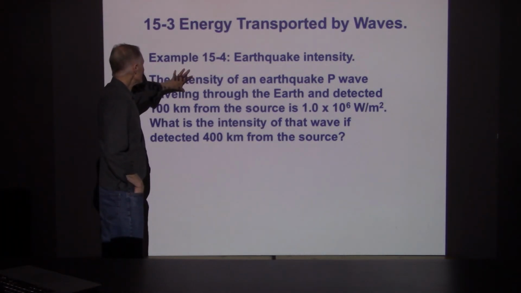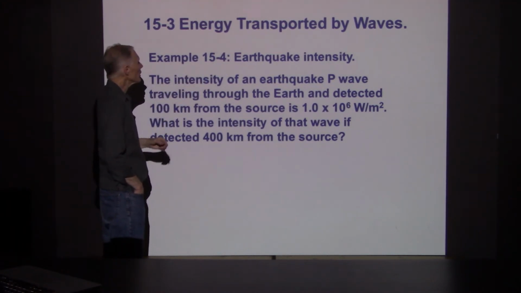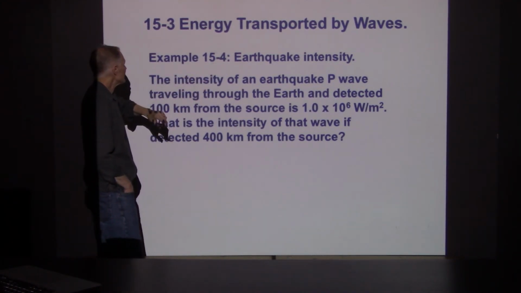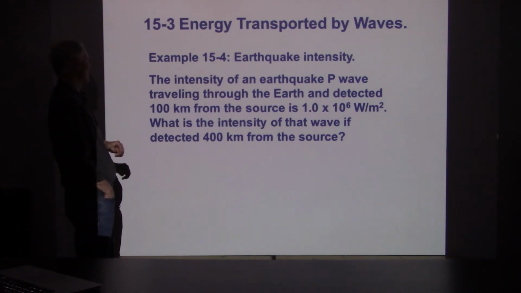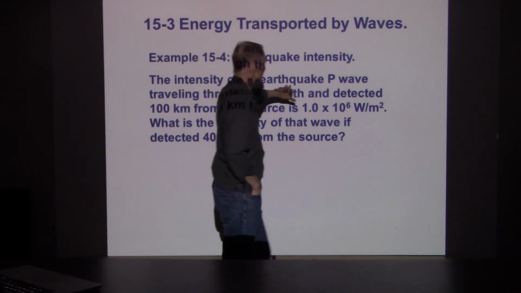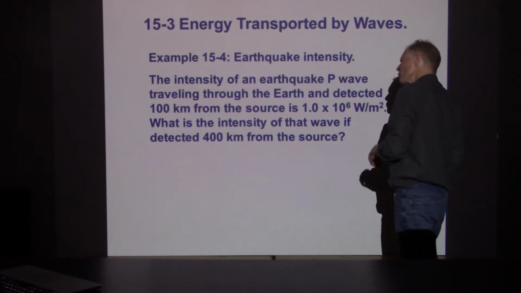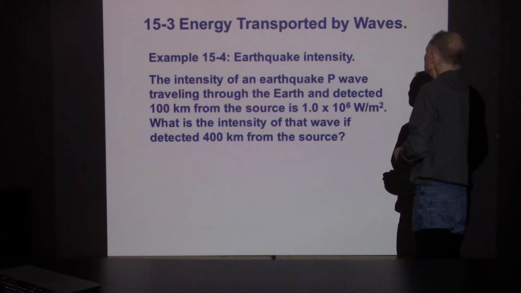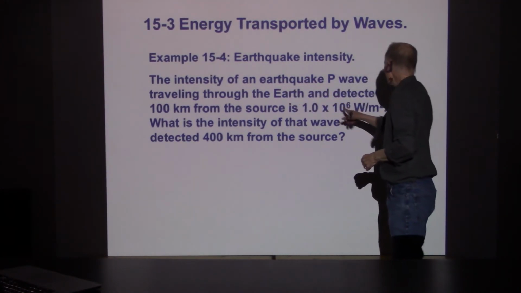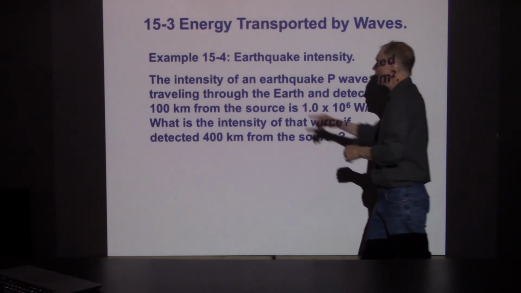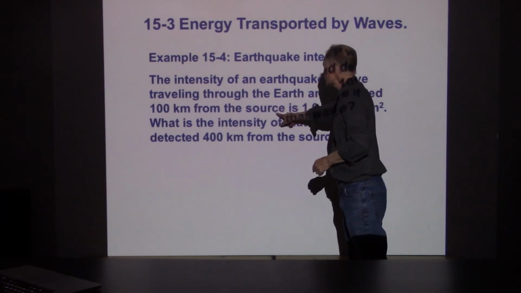Now, here's an example we can take a look at. Example 15.4 is looking at earthquake intensity. Let's see if we got this right. The intensity of an earthquake P wave, now those are the longitudinal ones, right? Traveling through the Earth and detected 100 kilometers from the source.